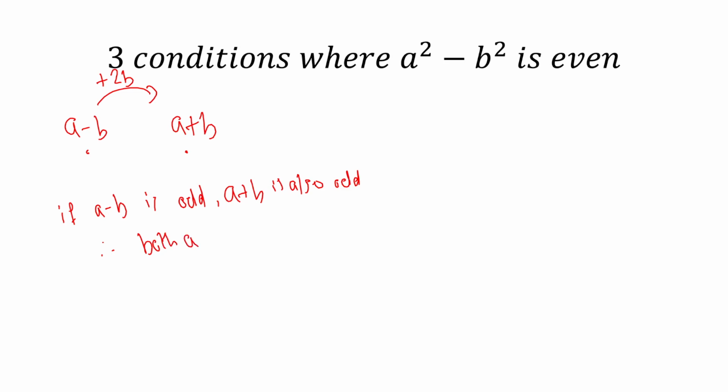both a minus b and a plus b must be even. Now, if we look at a plus b on its own, and a minus b on its own, if we want this to be even, a and b must both be, sorry about that, both even or both odd.